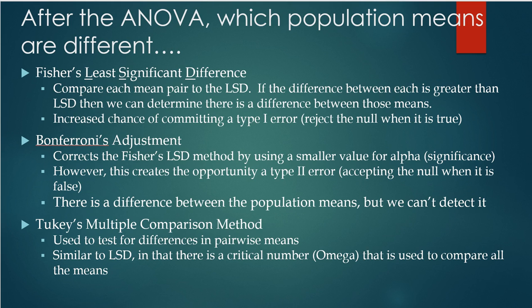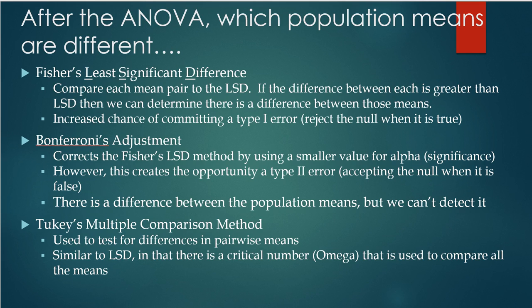So once we've discovered that there is a difference, now we need to figure out where that difference might be. This slide breaks down three different methods: Fisher's least significant difference, Bonferroni's adjustment, and Tukey's multiple comparison method. Again, when we run an ANOVA test and get a significant result, there is a difference, right? At least one of the groups tested differs from the other groups. We'll need to figure out which of those groups is different, and ANOVA doesn't tell us that.